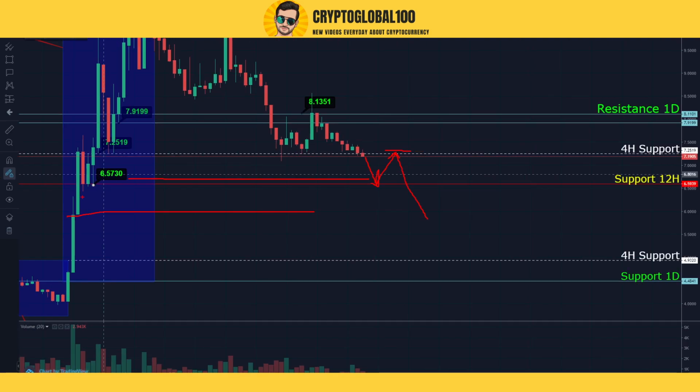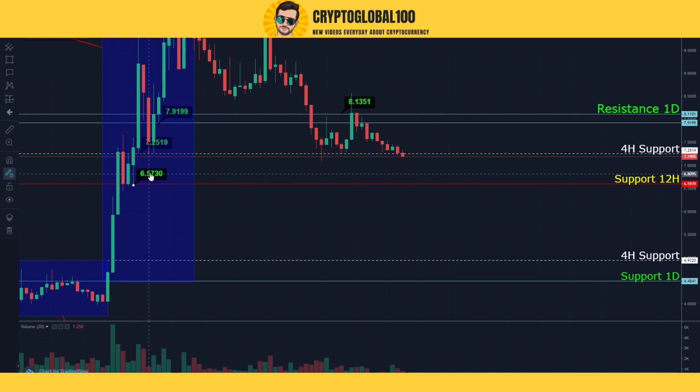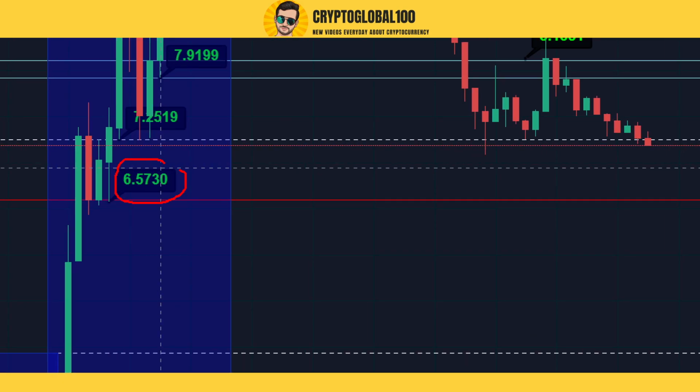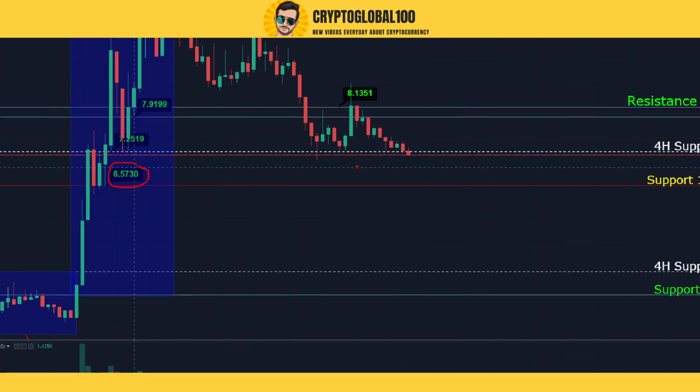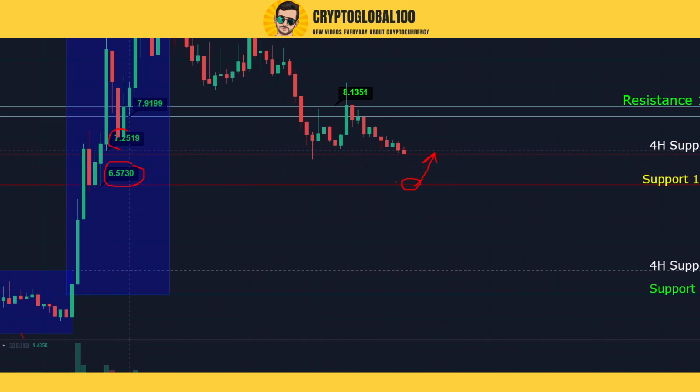It's going to test all the levels of supports. So right now if I zoom in, you have to keep an eye on the 6.5730 level. You can place your buy orders at this area, and you can do a quick scalp from 6.57 to 7.2519. So this is the scenario of the Mobox, and I will make the video further from here.